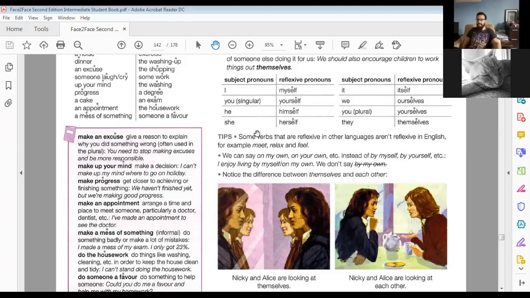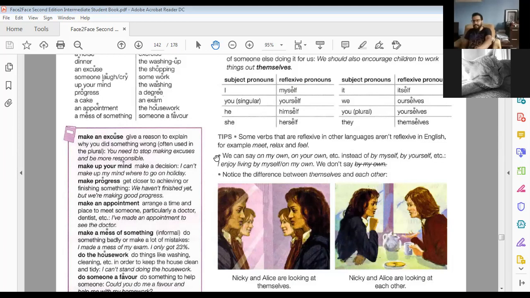All right, it's the second tip. Can you tell me a little bit about the second tip? Brian? Are you there? Yeah. Second tip. Can you see the second tip here? What does it say? Can you read it, please? Notice the difference between themselves and each other.